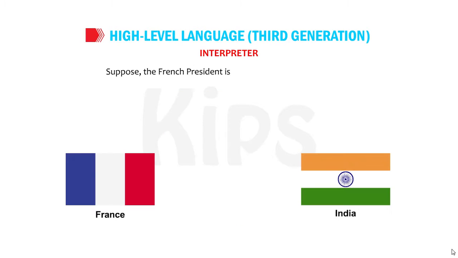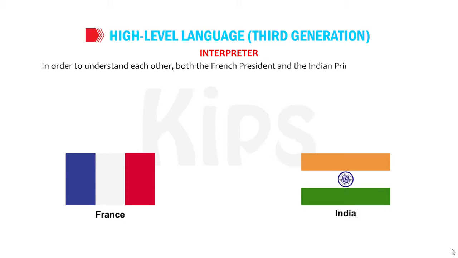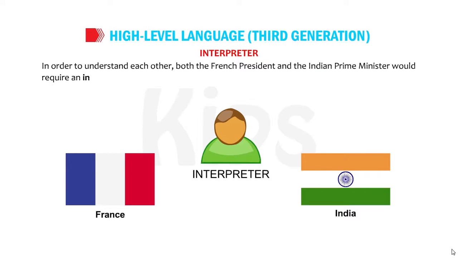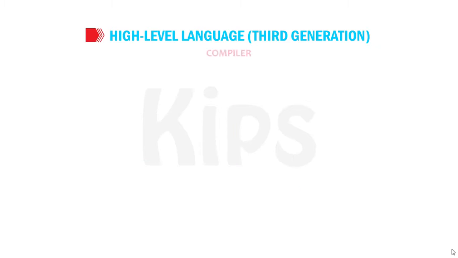Suppose the French president is visiting India on an official tour. In order to understand each other, both the French president and the Indian Prime Minister would require an interpreter to translate the French language into English language and vice versa.